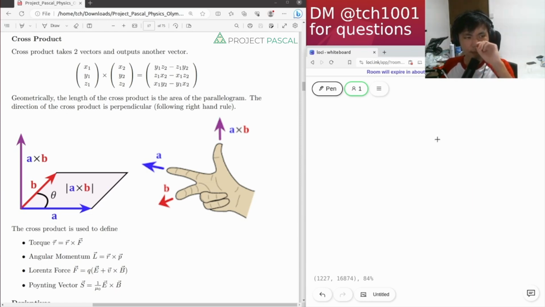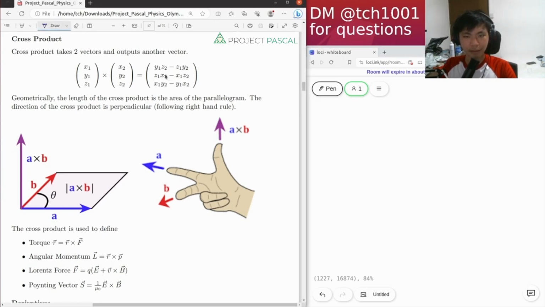In this case, the cross product is a different type of product because the dot product takes two vectors and outputs a single real number, one single real number, right? But the cross product actually takes two vectors and outputs another vector. And so what is this vector numerically and what is this vector geometrically?